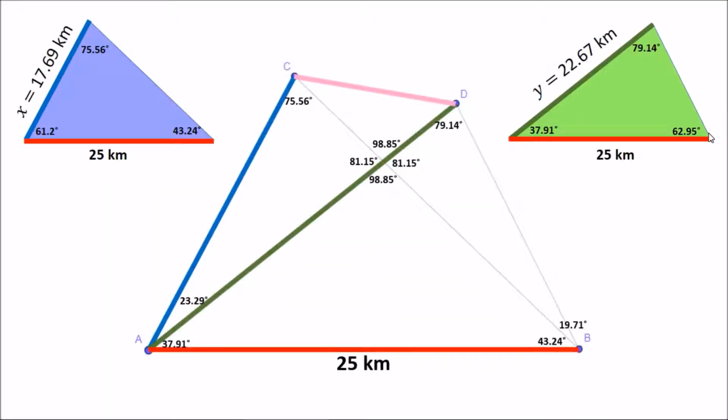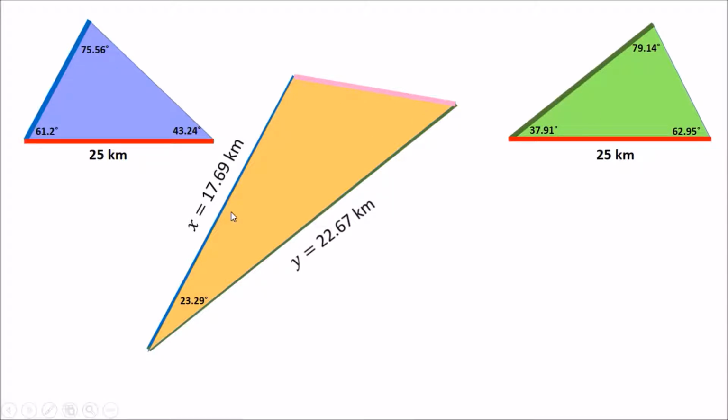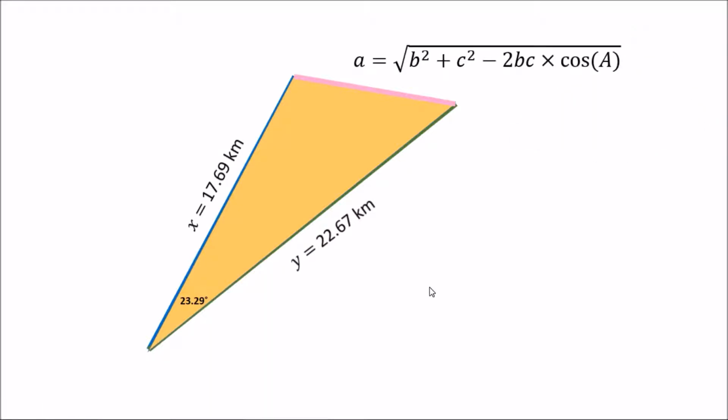Let's go back to our original diagram and let's put our 17.69 kilometers on that side there. Let's put our 22.67 kilometers on that side there. And I've gotten rid of all of the other information that wasn't really very useful now. And you can see now we've got two distances and a wedged angle. Hopefully, as soon as you see that, you know to go for the cosine rule. There it is there.